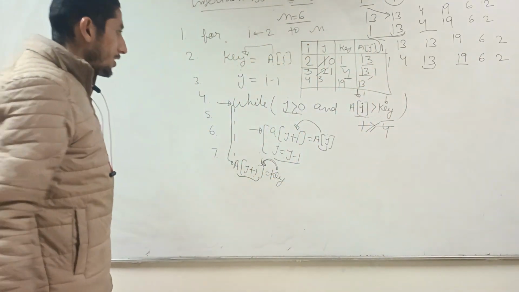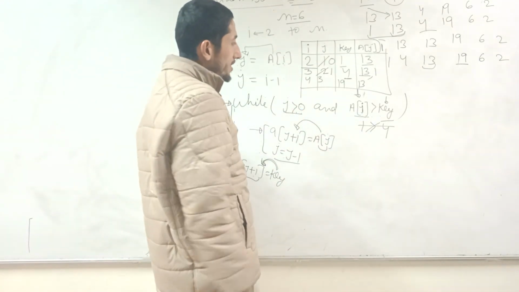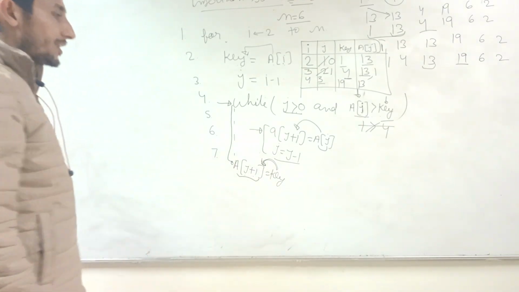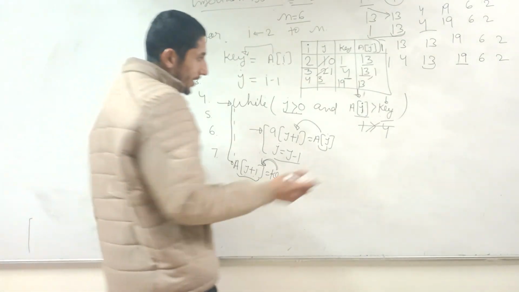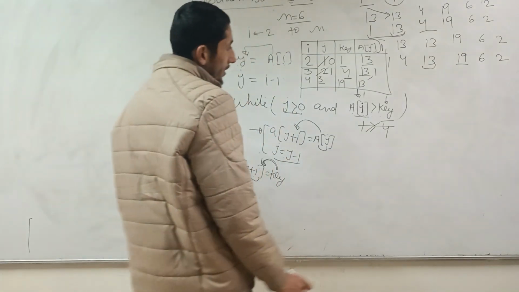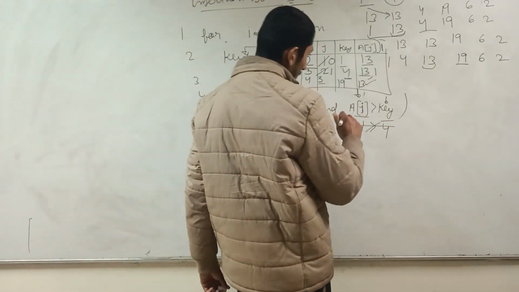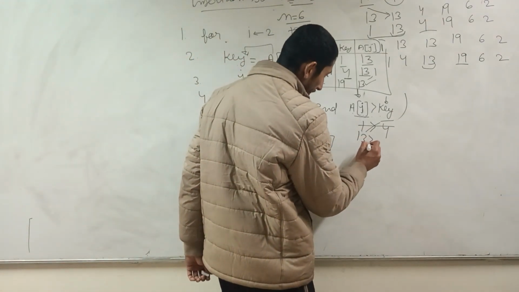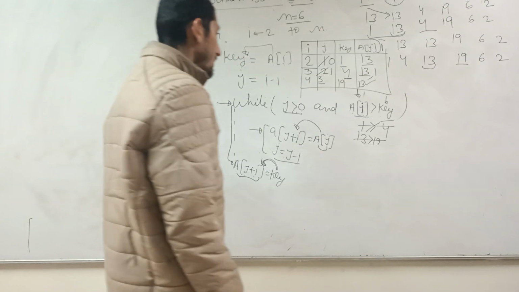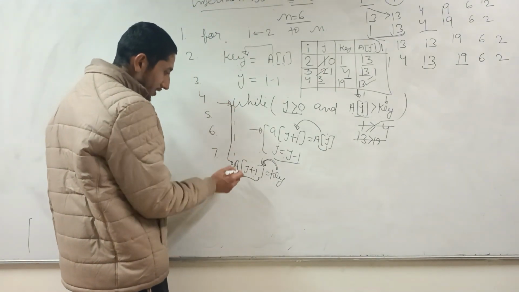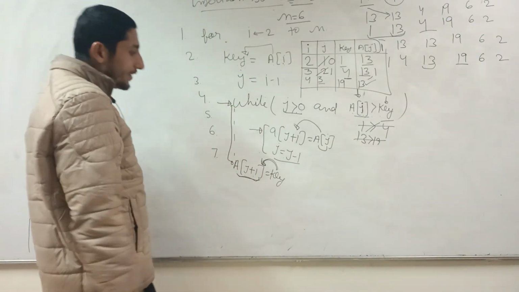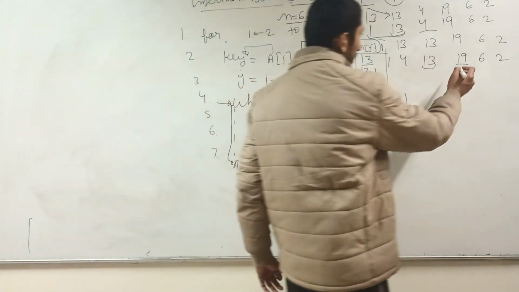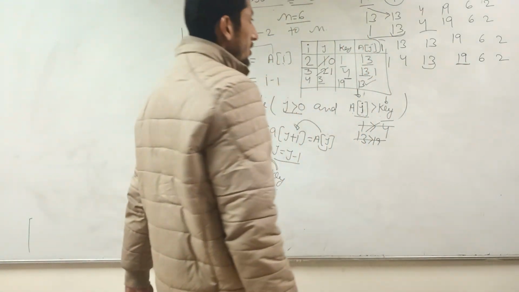So what will happen? While the value of j is greater than 0, what is the meaning of this one is, the value of j was 3. 3 greater than 0. Condition becomes true. And the value of aj is 13. And the value of key is 19. So 13 greater than 19. Condition becomes false. We are going to skip these two statements and I will come here. So key should be copied to aj plus 1. So where? Here only. So there is no need to copy the value.